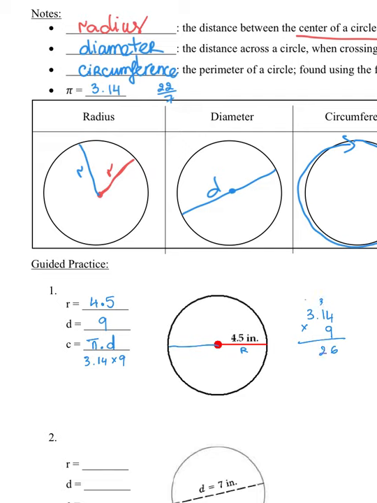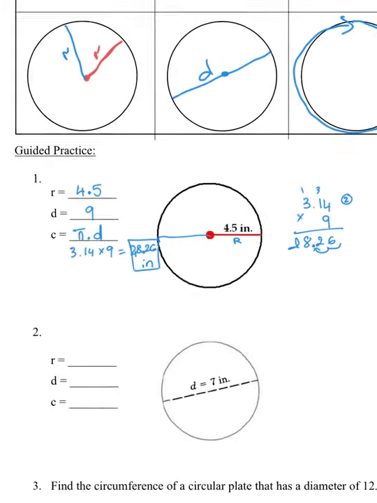9 times 1 is 9, add 3 is 12. 9 times 3, 27, add 1, 28. And don't forget to move your decimal. This has 2 decimal places, this has none, so I'm going to move 2 decimal places. 28.26. And the unit will be just inches, for circumference.